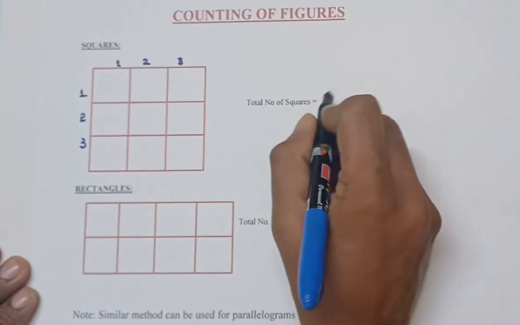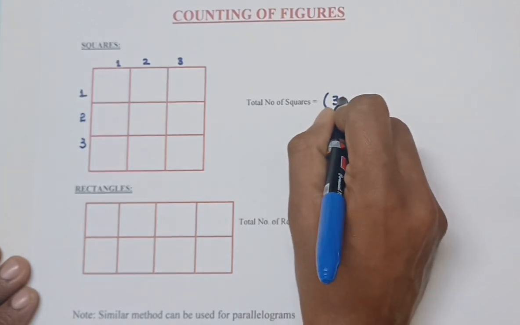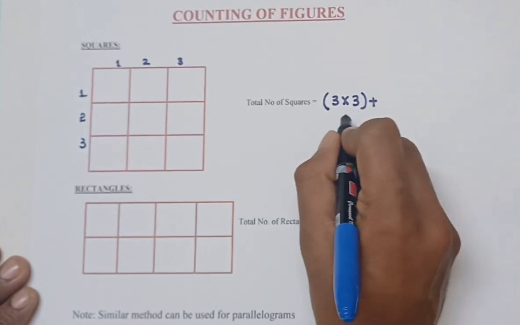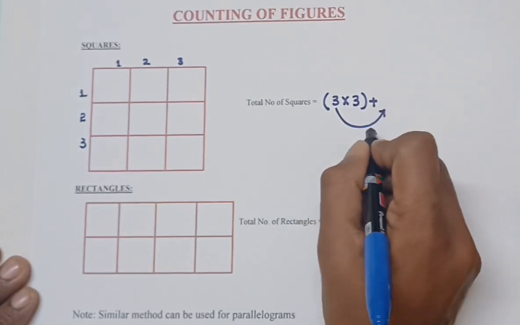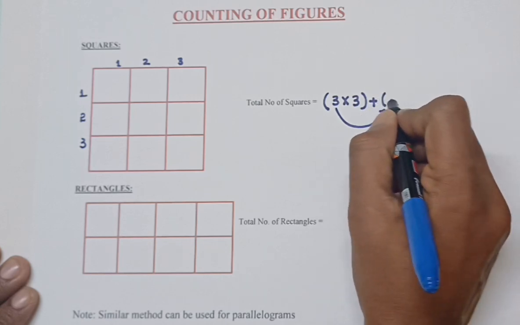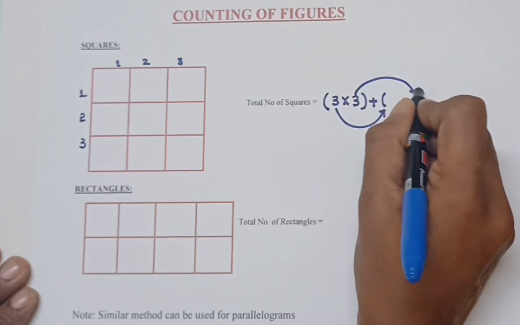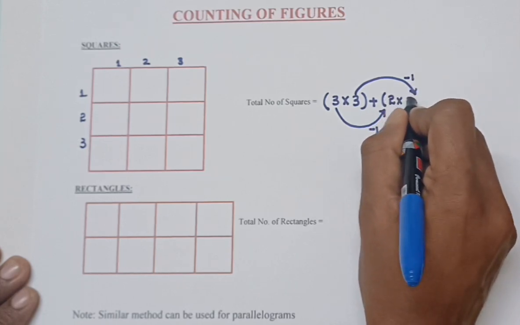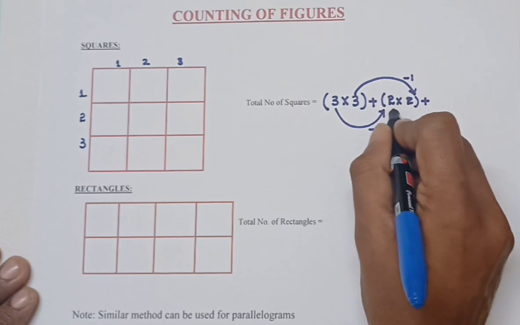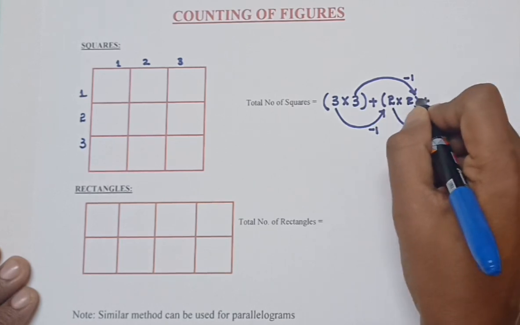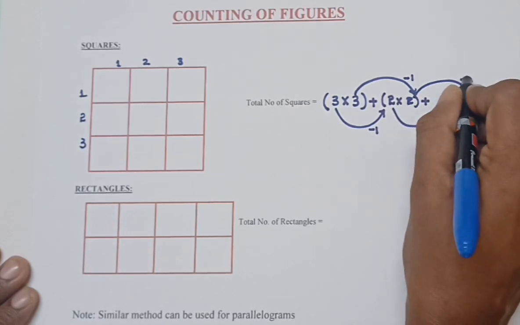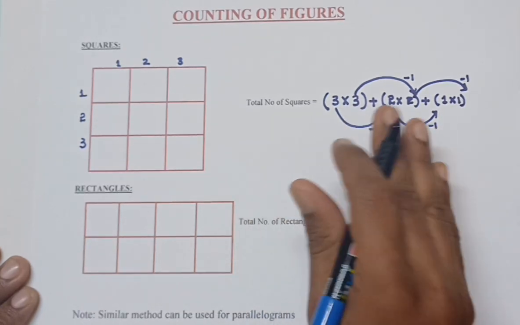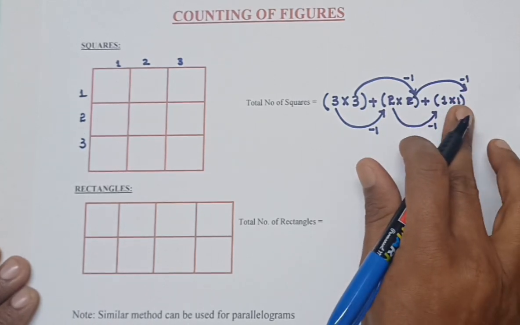So the total number of squares can be found by multiplying the number of rows and the number of columns. Then to that add the number obtained by reducing 1 from the number of rows and 1 from the number of columns, that is 2 by 2. Then again reduce 1 from each, and we will get 1 by 1. So we keep on doing this until we get 1 in any one.